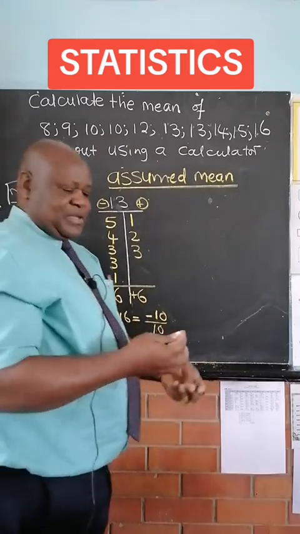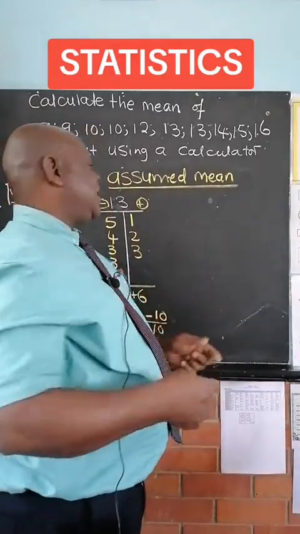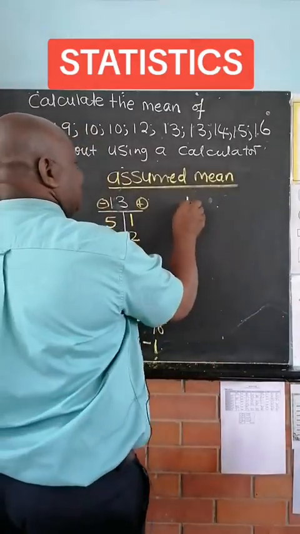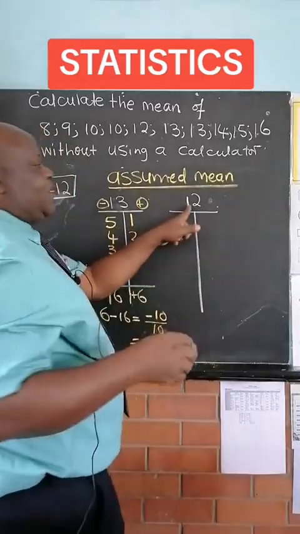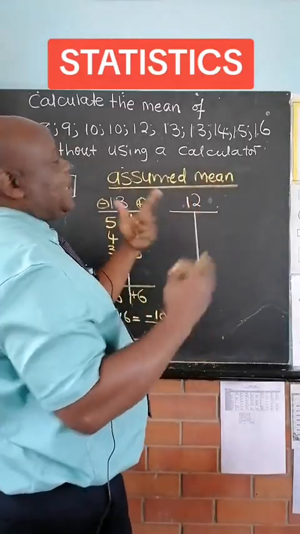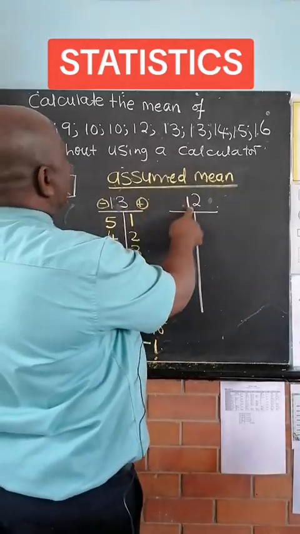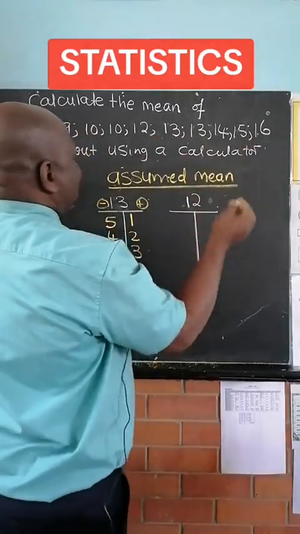Okay, suppose coincidentally what you picked is the actual mean. Let me pick 12 this time. So I am going to use 12 as my assumed mean. I'm going to assume that the mean is 12. Again, let me repeat, you pick something that is bigger than the smallest but smaller than the biggest. So let's go through that.